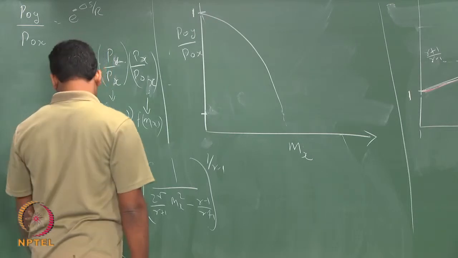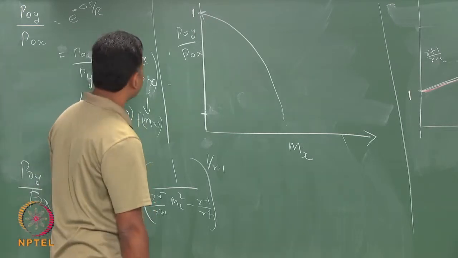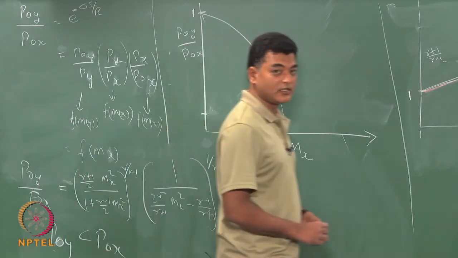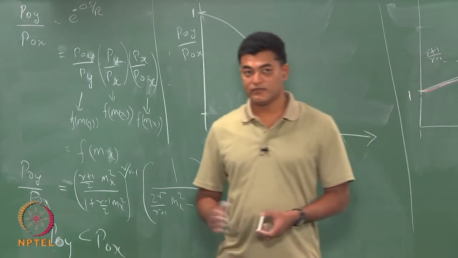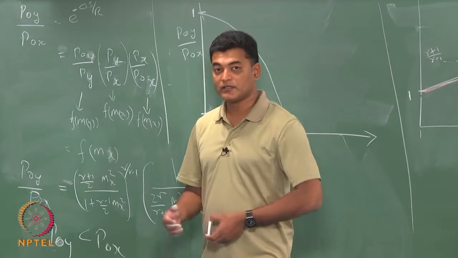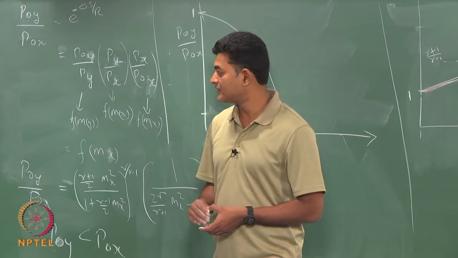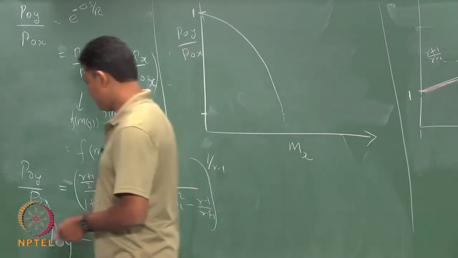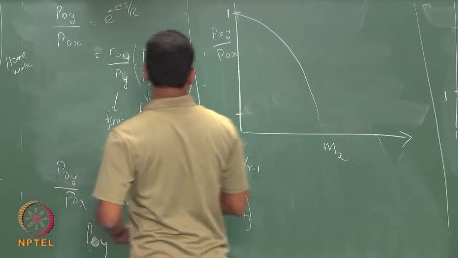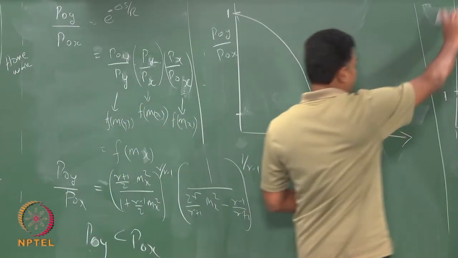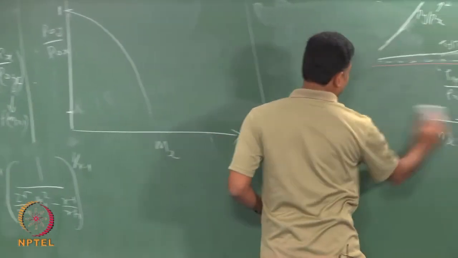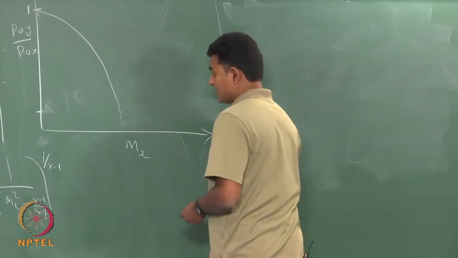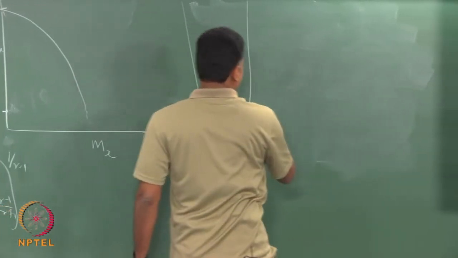And all these quantities you can get from the gas tables, where you have a separate section on shock relations. So, the moment you have the Mach number before the shock, I can get all the quantities after the shock, all these ratios.